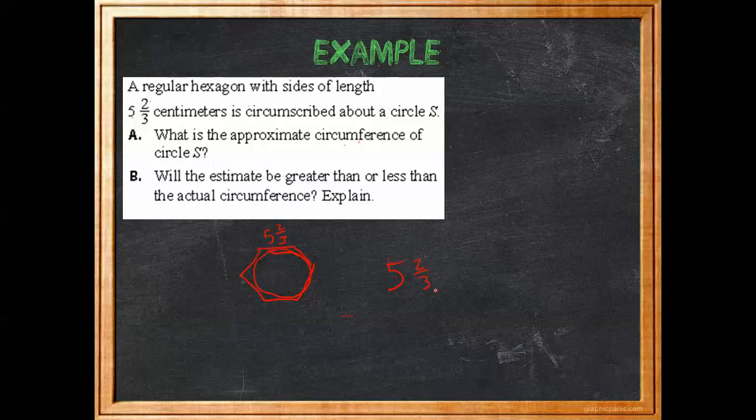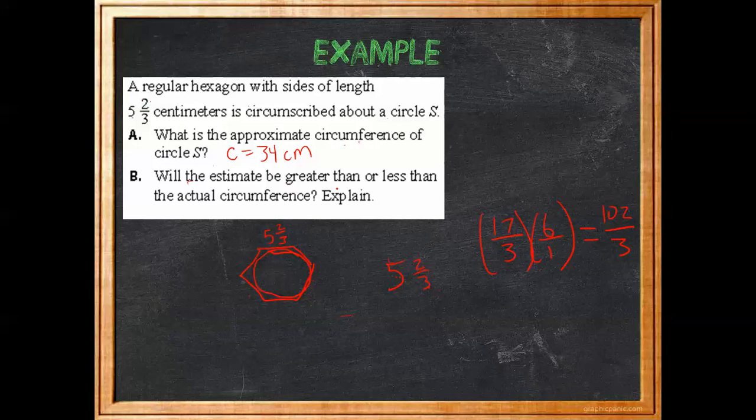Okay, so I'm going to turn this into an improper fraction. 5 times 3 is 15, plus 2 is 17. So I have 17 over 3. And then I'm going to multiply that times 6 over 1. So I have 102 over 3, which is 34. Okay, so the approximate circumference is going to be 34 centimeters.